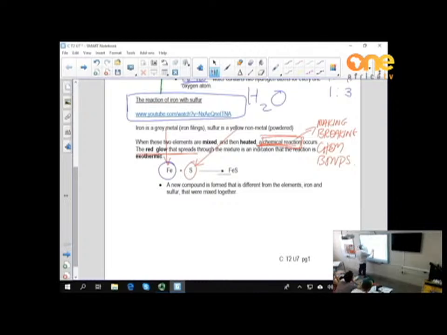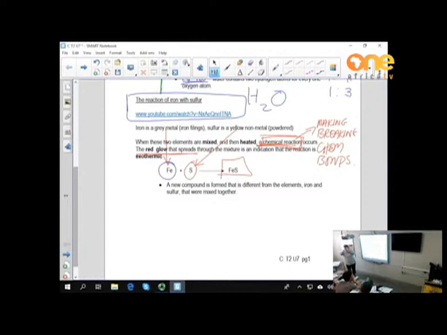We get a new substance, iron sulfide. Iron sulfide looks different to the iron filings and to the yellow color of the sulfur that it was originally made up out of. And we will see in the video clip, it's a dark brown, blackish substance that is formed. All right, if you tested it with a magnet, we will find iron sulfide is not at all magnetic, even though it contains iron.